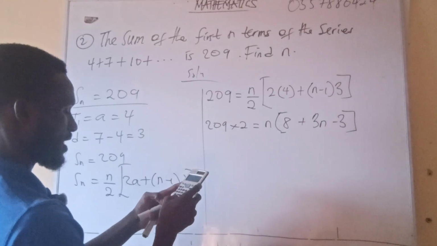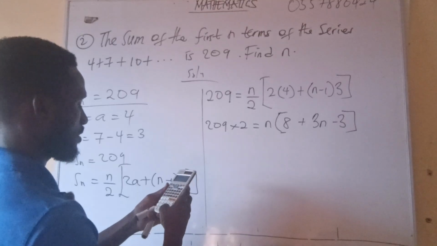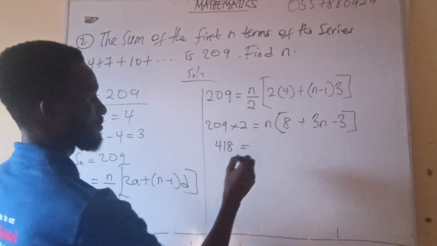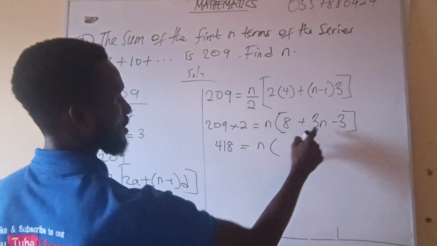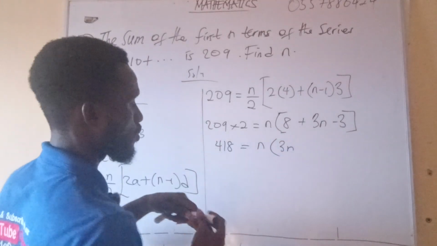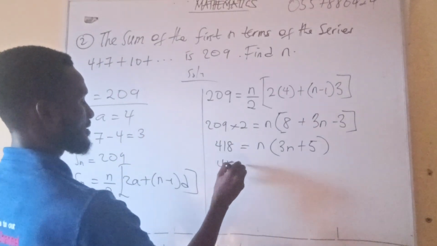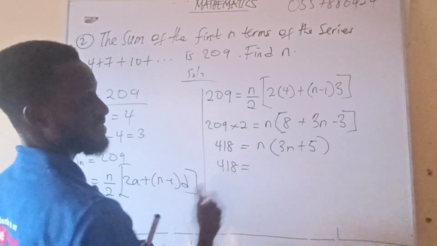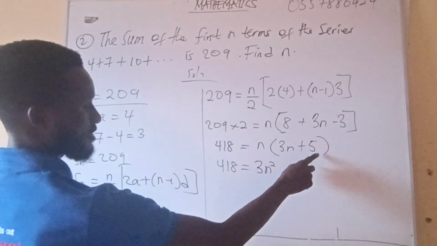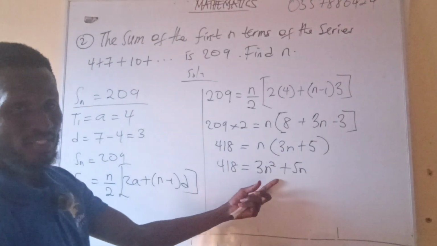Now 2 times 209 is 418. So we have n multiplying 3n. Now 8 minus 3 will give us positive 5. We have 418 is equal to n times 3n, which will give us 3n squared. n times 5 will give us what? 5n. So this looks like I'm getting something like a quadratic equation.